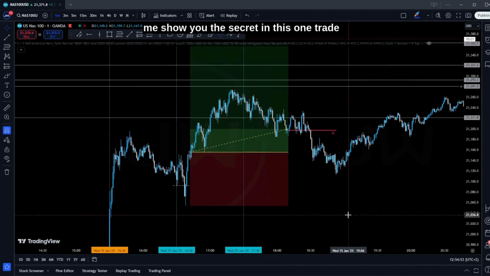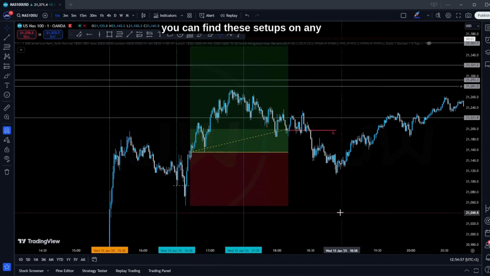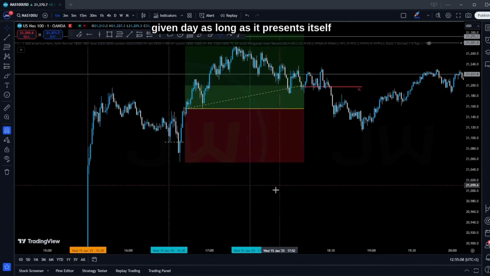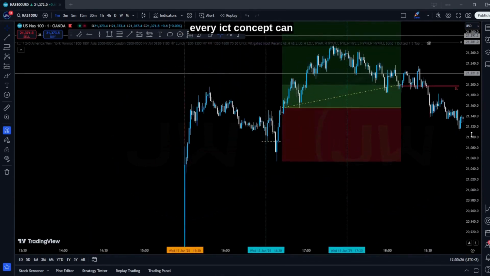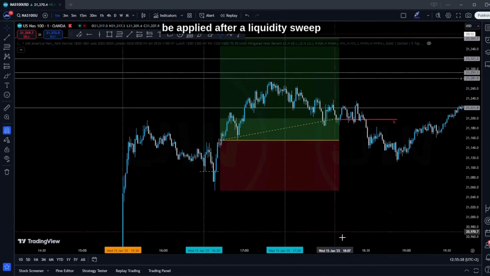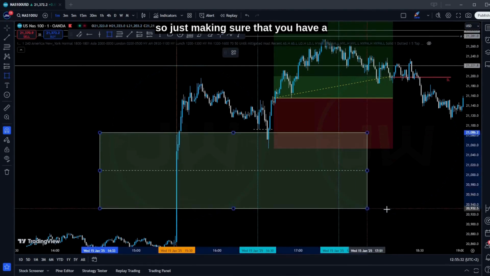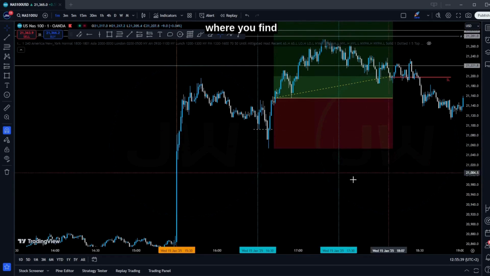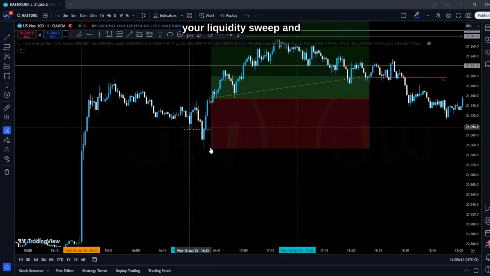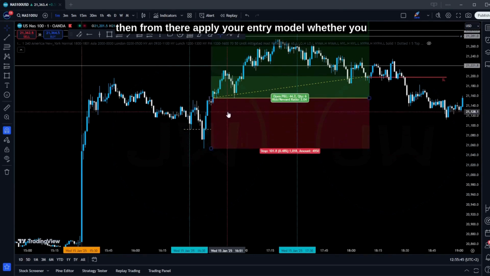But let me show you the secret in this one trade, the secret to all of ICT. You can find these setups on any given day as long as it presents itself. Every ICT concept can be applied after a liquidity sweep. So just making sure that you have a high time frame rejection where you find your liquidity sweep, and then from there apply your entry model.